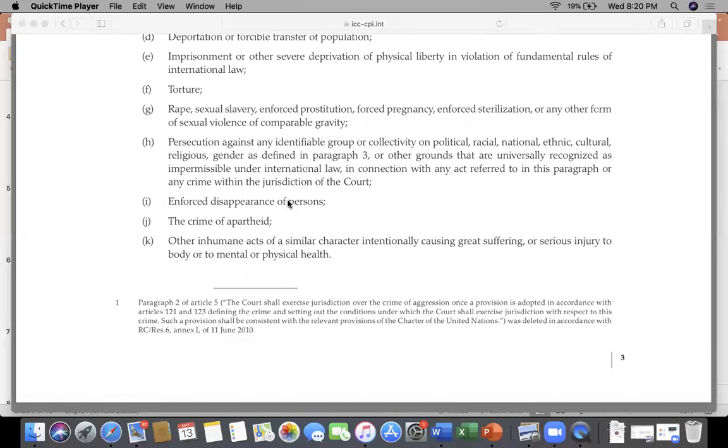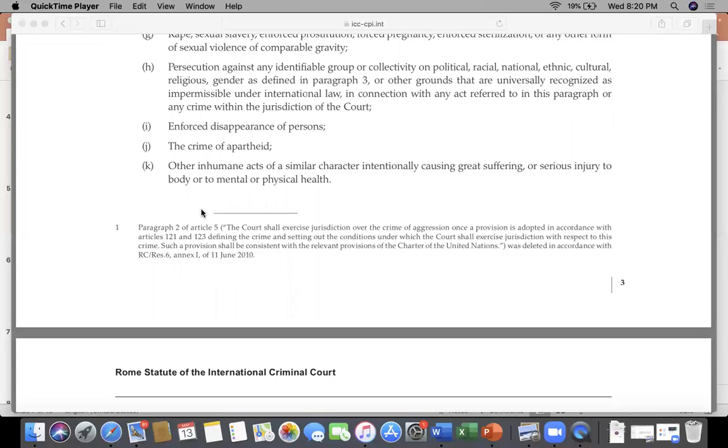Enforced disappearance of persons. If there are people who are made to disappear, who are not disappearing on their own, but who are forcibly made to disappear, this kind of act will be called enforced disappearance. And then the crime of apartheid, and lastly such inhumane acts. These are examples of inhumane acts of a similar character, intentionally causing great suffering or serious injury to body or to mental or physical health. So these are all crimes against humanity.